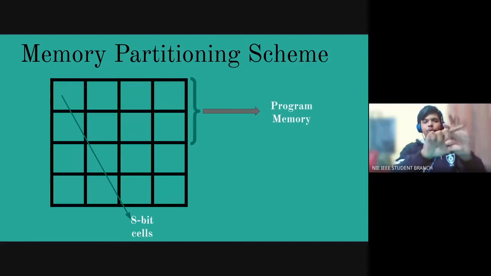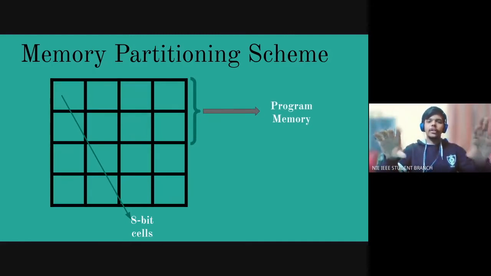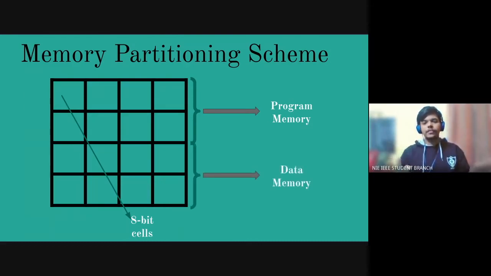The first 2 rows are called the program. They're reserved for your programs, so that is called the program memory. The lower half is for the data. Say you're adding 2 numbers, the numbers which you're adding are stored here. So the lower half is called the data memory. So everyone okay with that? Once again, 16 bytes divided into a 4x4 grid. Top half is program memory, bottom half is data memory.